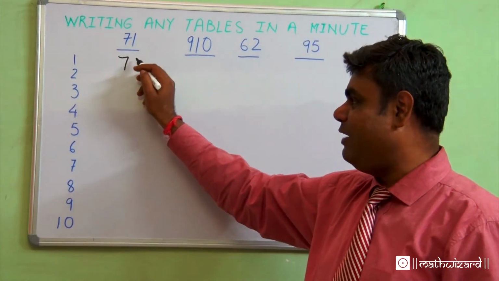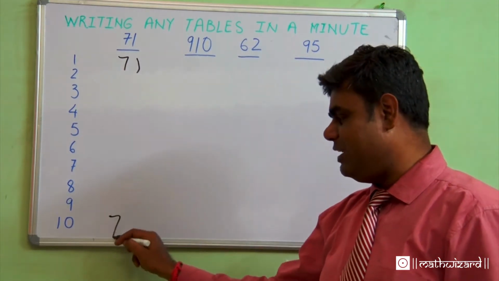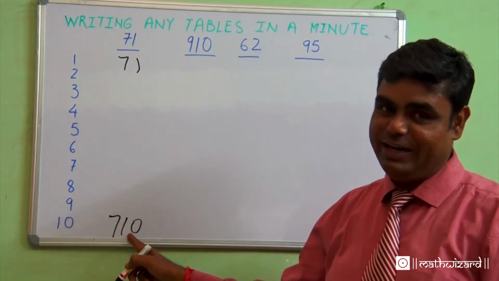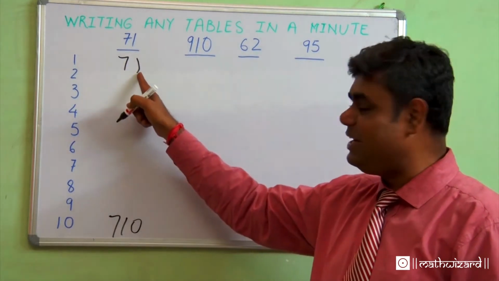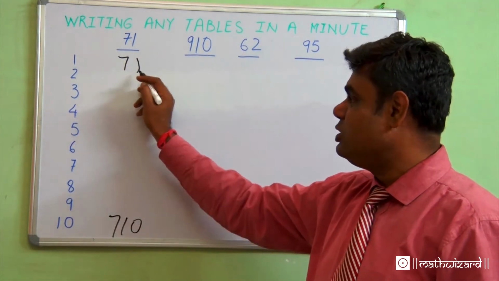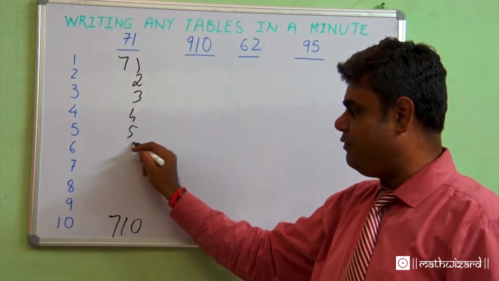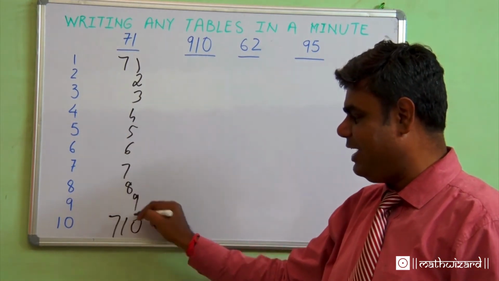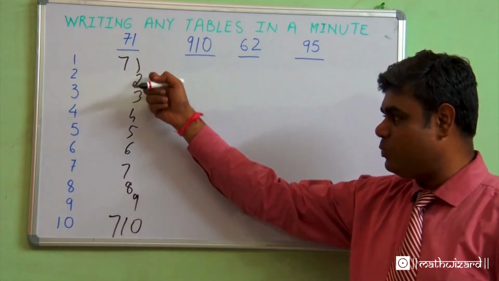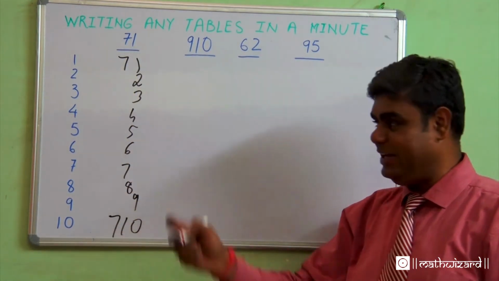71 ones are, everyone knows, 71. 71 tens are 710. What is the last digit written? A 1. So next to 1, write a 2, 3, 4, 5, 6, 7, 8 and a 9. My last digit is 1. So 1, 2, 3, 4, 5, 6, 7, 8, 9.